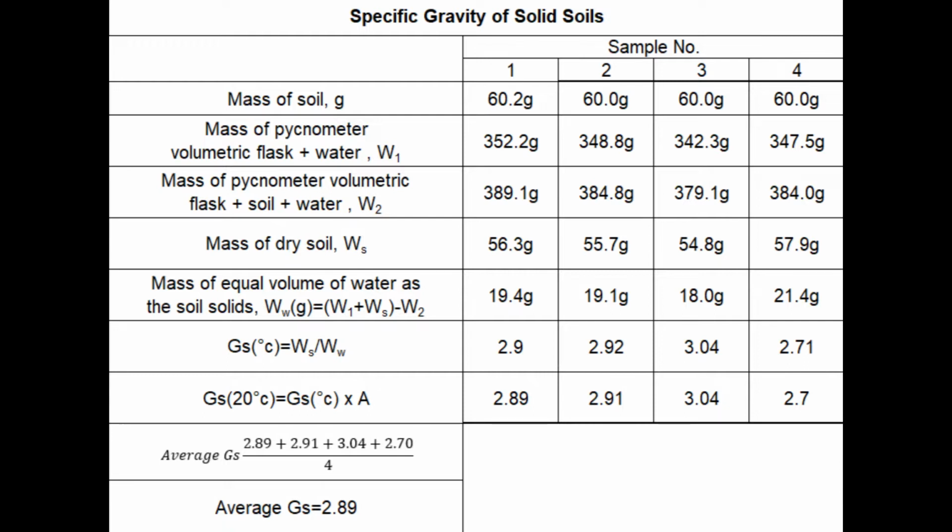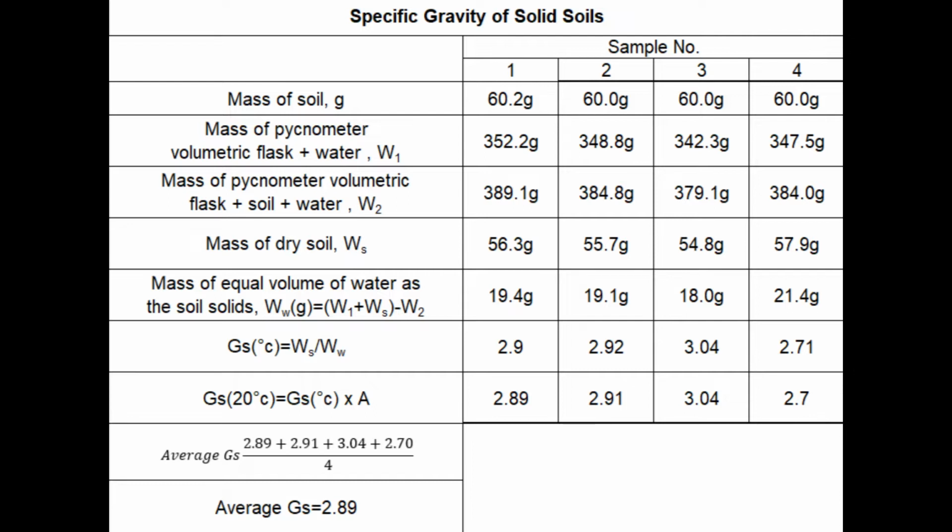So as shown in the table, we have 4 samples that are being tested. First, we have the mass of the soil in grams, which is about 60 grams. As we can see, we have 60.2 grams for sample number 1, while for sample numbers 2, 3, and 4, we have 60 grams.